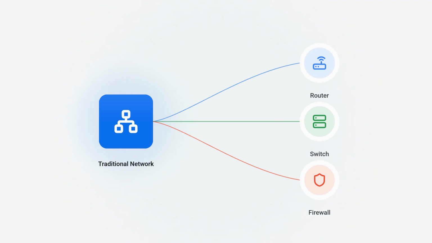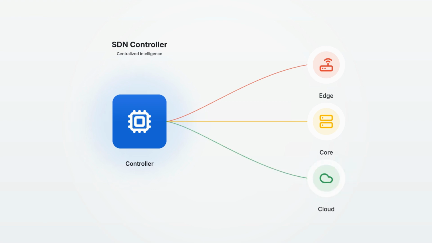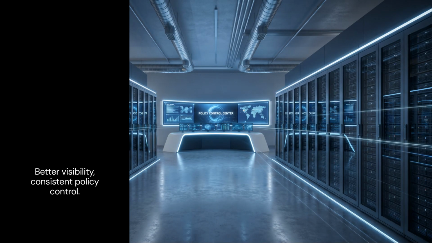In a traditional network, each device makes its own control decisions and maintains its own local view of the network. With software-defined networking, more of that intelligence is centralized. A controller has a broader view of the network, so it can help apply policy and coordinate decisions across the environment instead of leaving every device to work alone. That means better visibility and more consistent policy enforcement. You're not counting on every single device to be configured perfectly by hand.